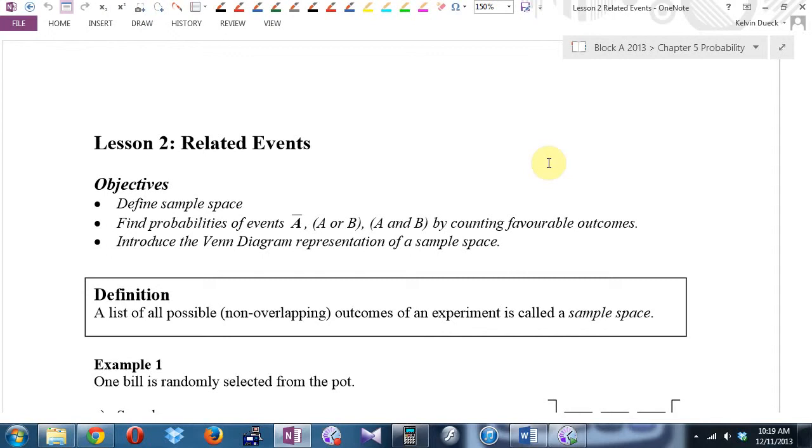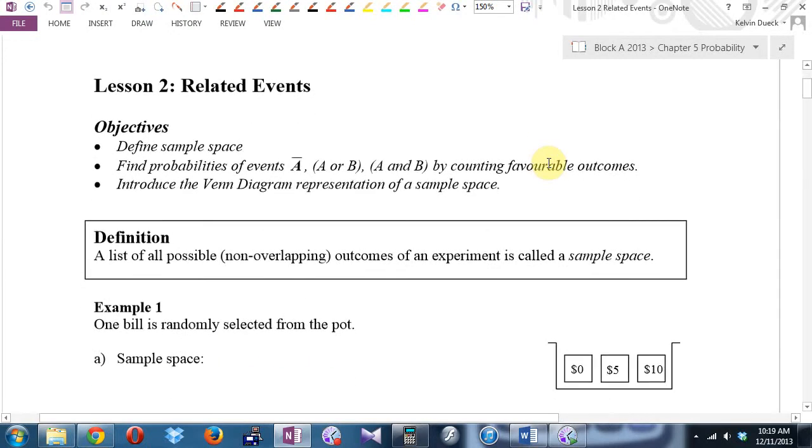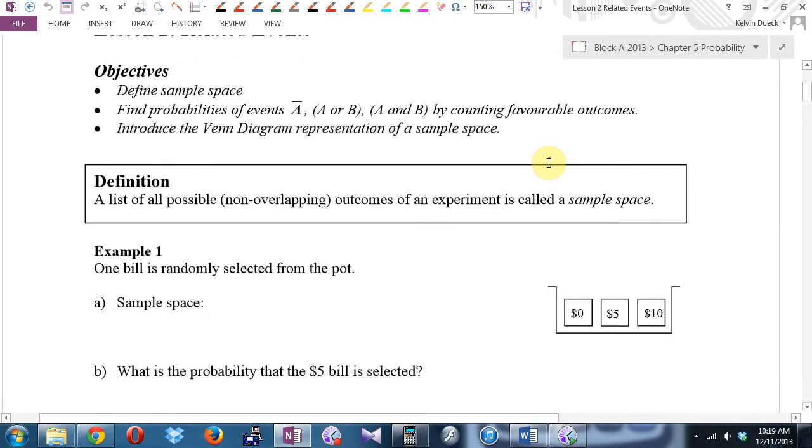Okay. We're going to define sample space. We're going to talk about not A or B, and A and B. I have snuck some of this in a little bit in the last unit. You are going to find that "and" usually means multiply, and that "or" usually means add. I can't say always, but usually. And we're going to introduce something called a Venn diagram.